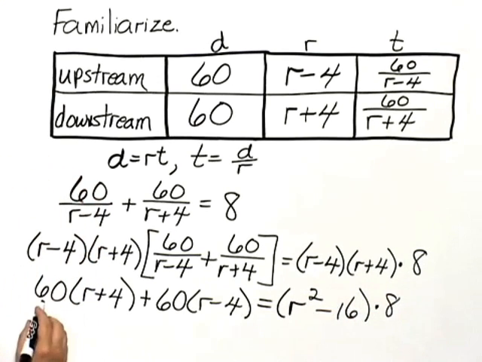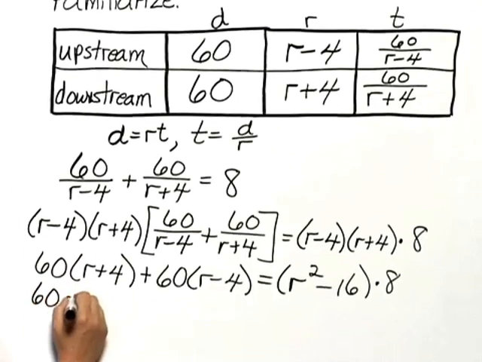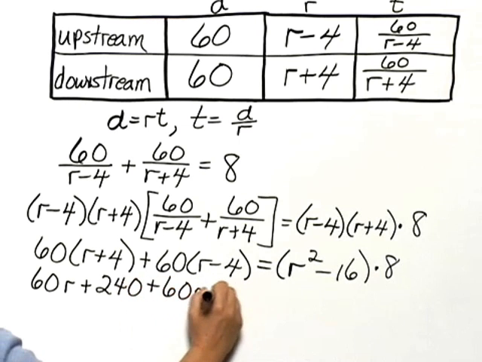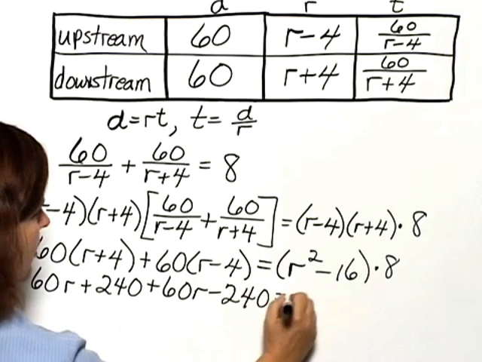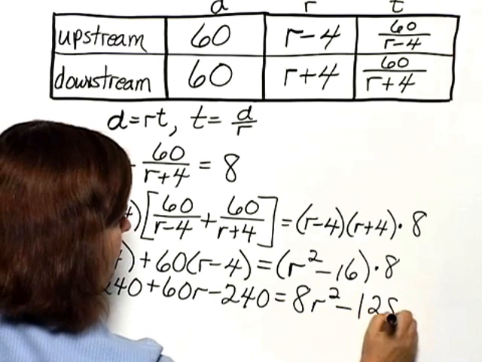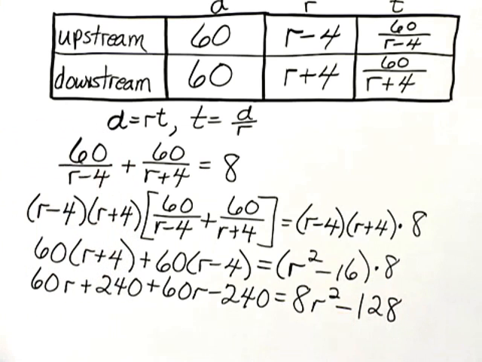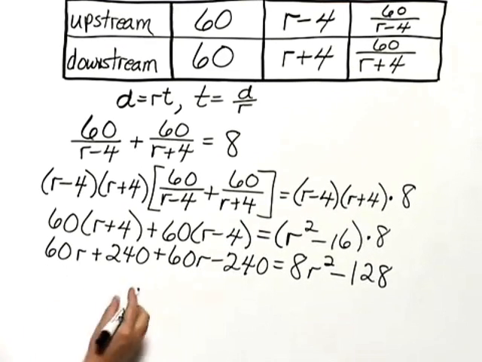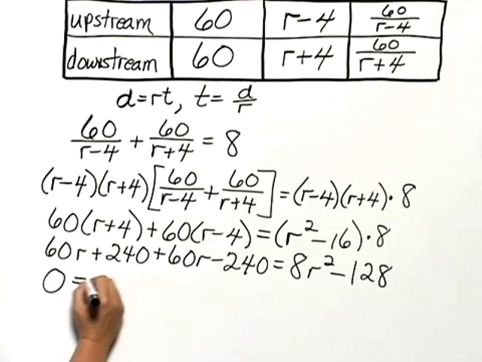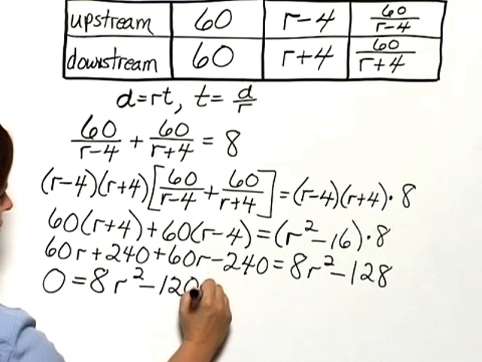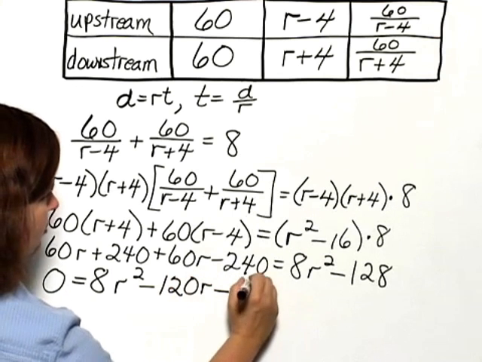Now let's simplify here. This would give us 60R plus 240 plus 60R minus 240 equals 8R squared minus 128, which is 8 times 16. 240 minus 240 is 0. 60R plus 60R is 120R. So we subtract that from both sides, and we get 0 equals 8R squared minus the 120R from the other side of the equation, minus 128.